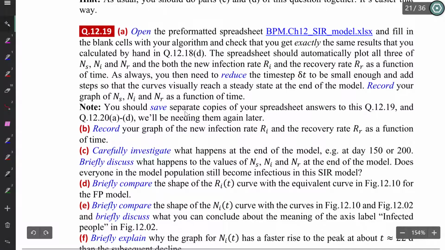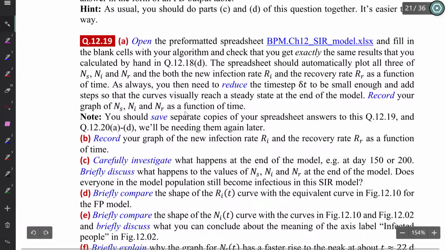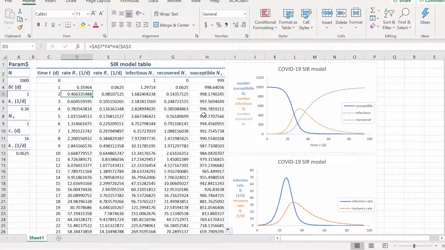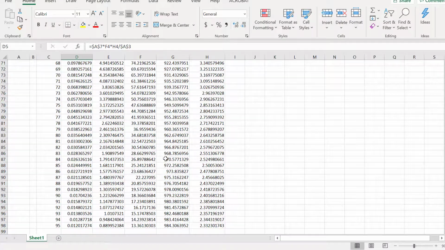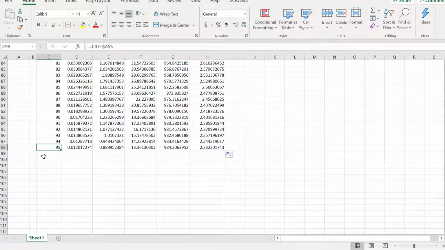So this thing about reach steady state, where is it? Reach steady state at the end of the model means, let's have a look at the graph. It means that down here at the end, we want the blue curve to get down to a flat line, and we want the gray curve to go up to a flat line. So these guys almost are making it, but we only have, just scroll down, takes a while, we only have 95 steps.